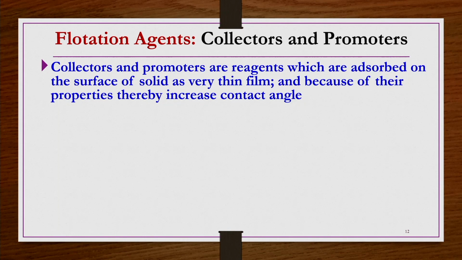Collectors and promoters are reagents which are adsorbed on the surface of the solid as a very thin film, and because of their properties thereby increase the contact angle. So, when you attach this reagent onto the solid surface, whatever the contact angle of the pure solid is, that will be increased because of adding these collectors or promoters, and that means they will be easily attached to the bubble surface, and then floatability will increase, the separation would be better.